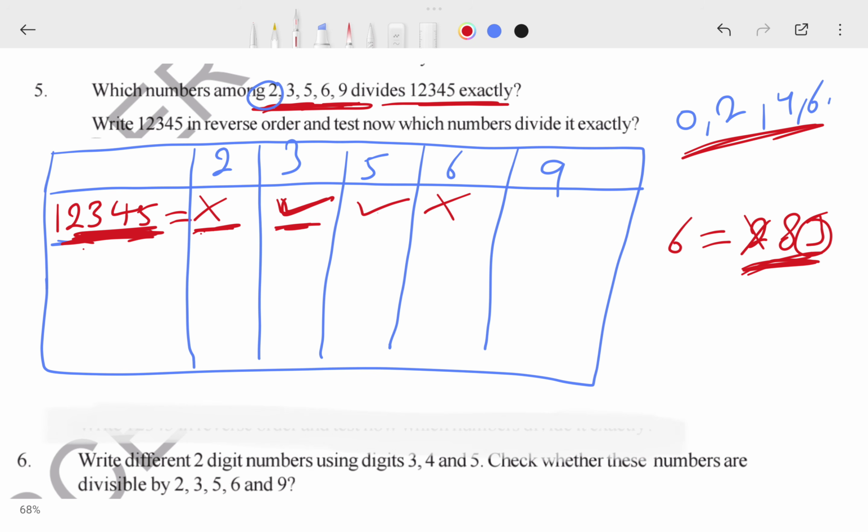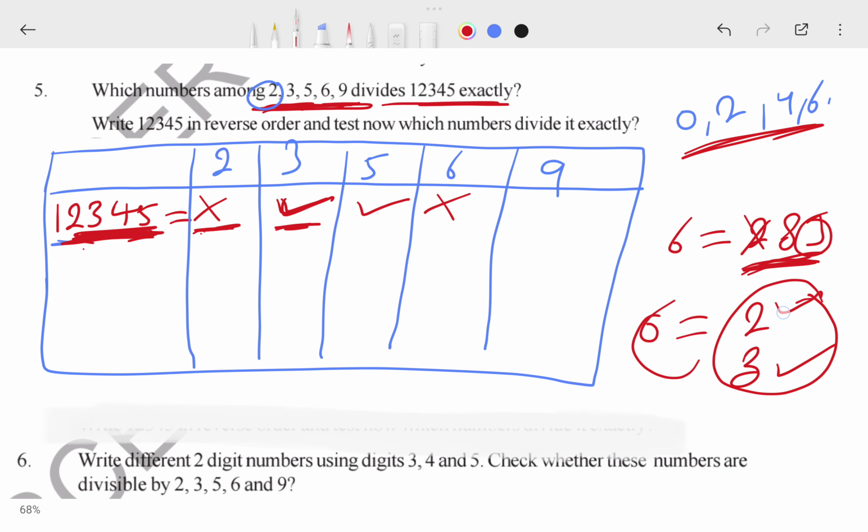Why? Because of how you can check whether any number is divisible by 6 or not. If it is divisible by 2 but not 3, then it is not going to be divided by 6. If it is divisible by 3 but not 2, then it is also not going to be divided by 6. For dividing by 6, both 2 and 3 must divide it. So here this number is divided by 3 but not 2. That's why it is not divisible by 6. I hope it is clear to you.